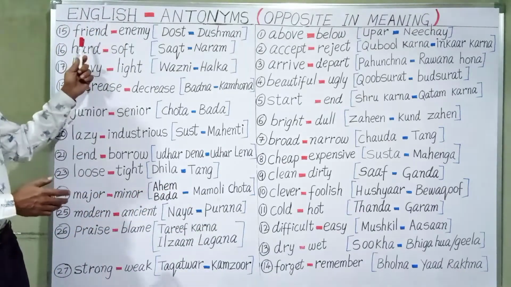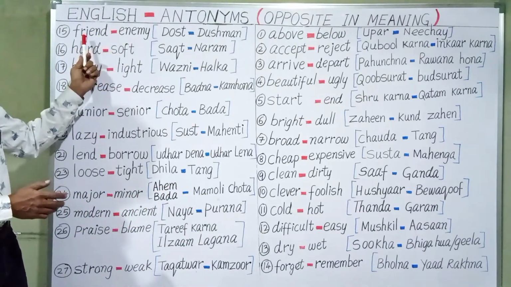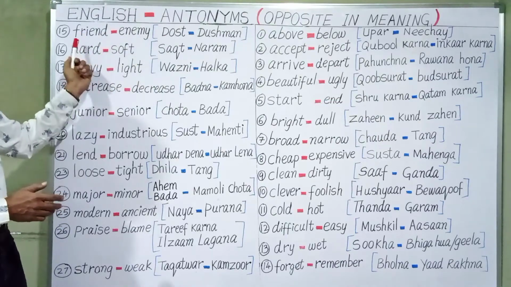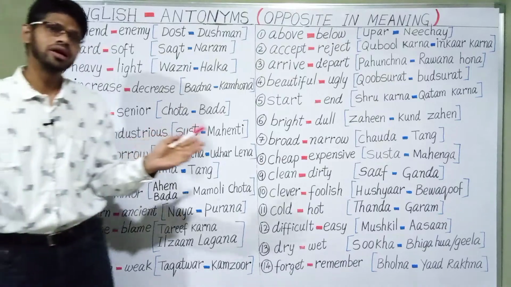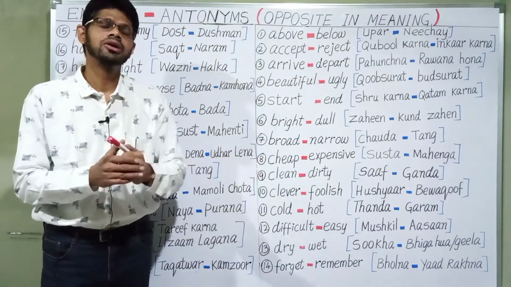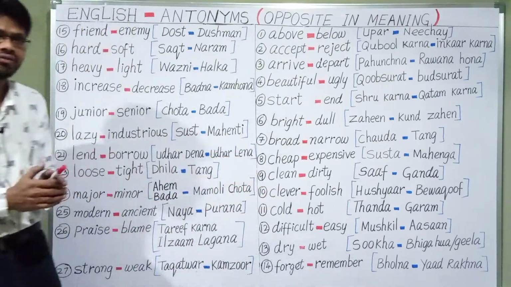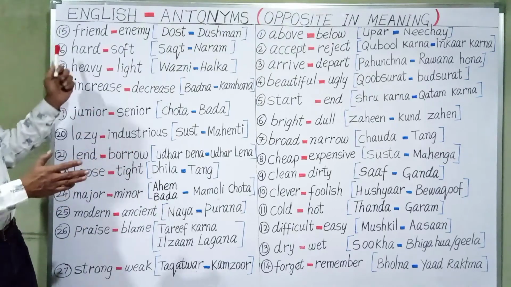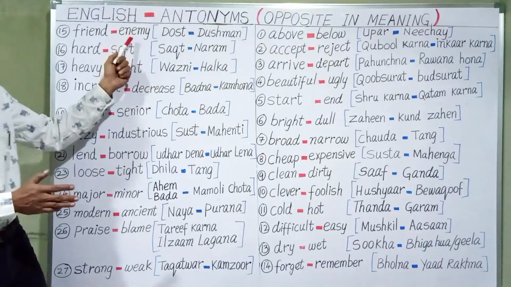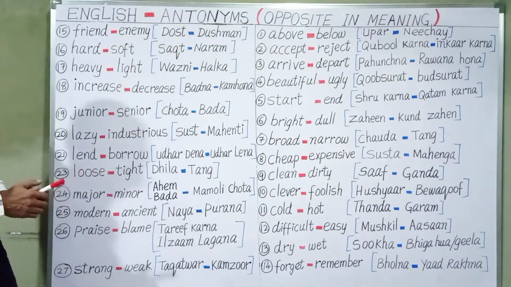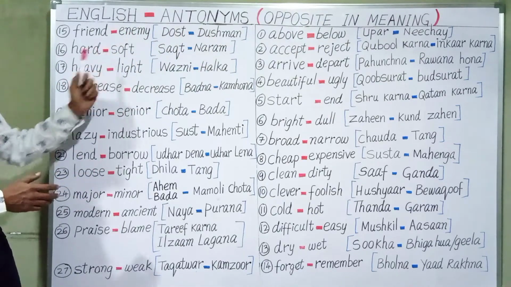Next one, friend and enemy. Friend, what is the meaning of friend? Dost. Opposite of friend, enemy, dushman. Okay, I don't have enemies. I have lots of friends. Friend means dost. Opposite of friend, enemy. Enemy means dushman.